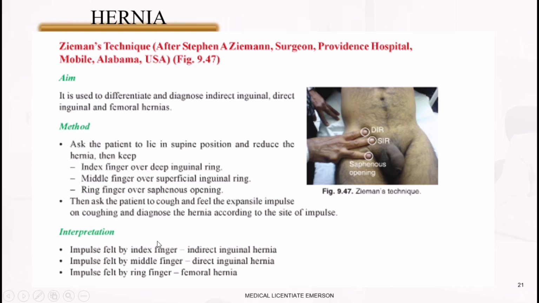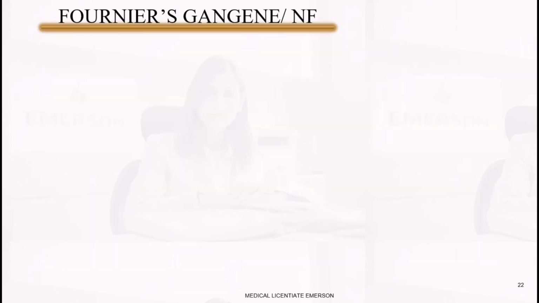Then how do you interpret Ziemen's test? So when the impulse is felt on the index finger, where there is the deep inguinal ring, that's an indirect inguinal hernia. When the impulse is felt on the middle finger, it's a direct inguinal hernia. Then if the impulse is felt on the ring finger, then the hernia is a femoral hernia. Okay, that's Ziemen's test.